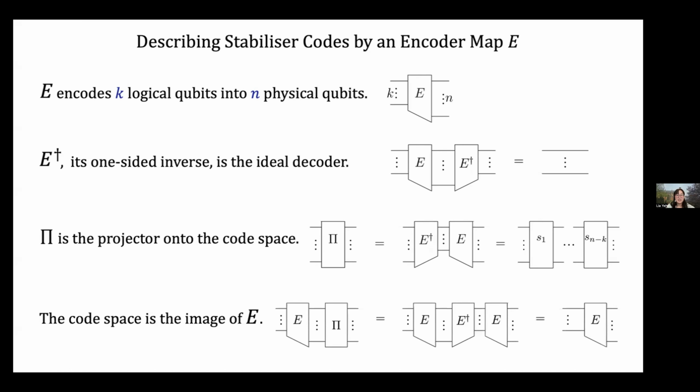The code space is also the image of the encoder map E. So one way to think about that is if you do the encoder map, this isometry E, and then you do the code space projector, that's the same thing as if you just did the isometry E. And this line here shows that if you do encoder, then encoder dagger, then encoder, which is the same thing as encoder, then projector onto the code space, that's the same thing as just the encoder.